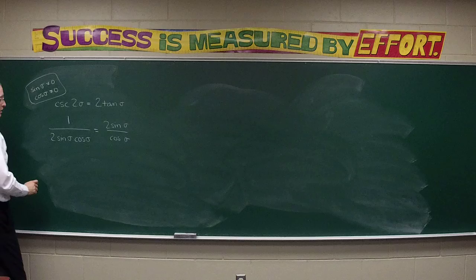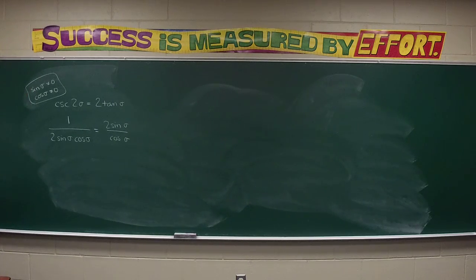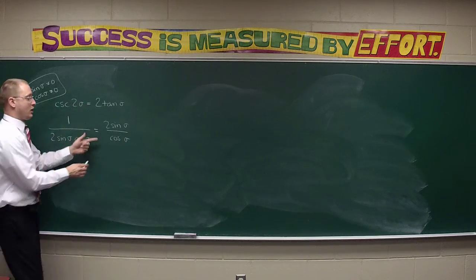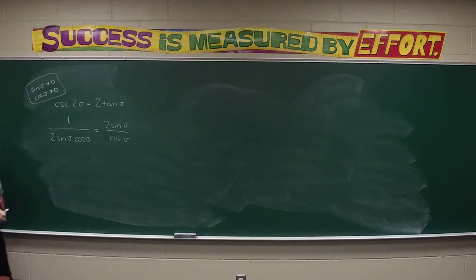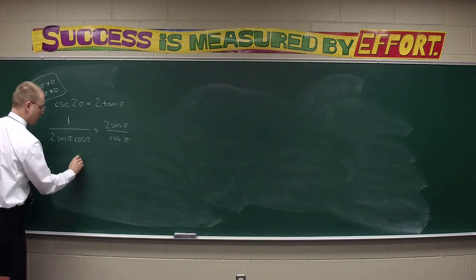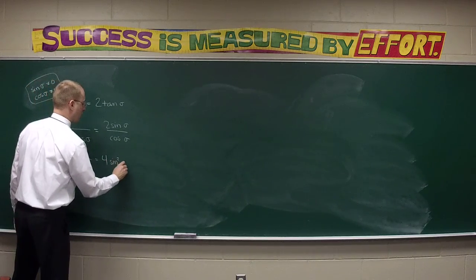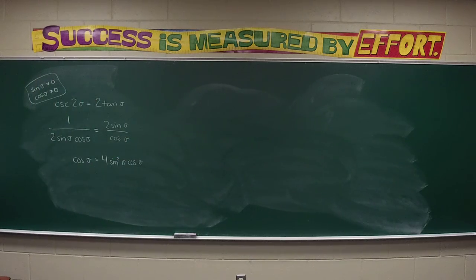What we got? 2 cosine sigma equals. Where'd you get 2 cosine sigma? Oh, careful. You did 2 tangent is 2 sine over 2 cosine. Careful. It's 2 sine over 1 cosine. That's where the 2 came from. Cosine sigma equals 4 sine squared sigma cosine sigma. All right. Cosine equals 4 sine squared cosine.